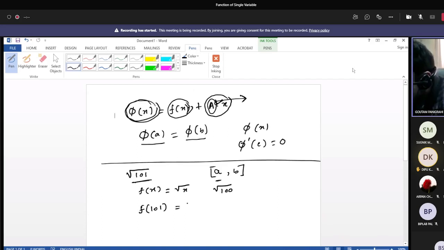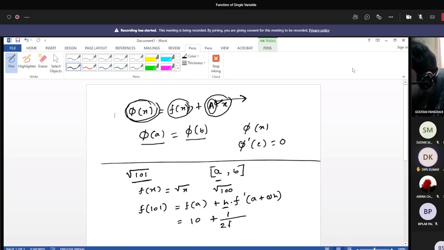It will be f of a plus h into f dash a plus theta h. This is the formula. So it will be 10 plus h is 101 minus 100, that is 1. So 1 by... Sir, how does this formula come? Yes, x to the power half, half x to the power minus half.